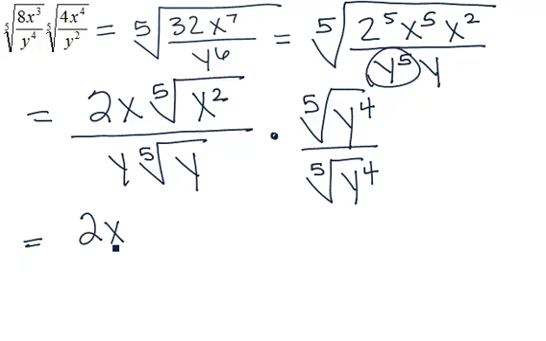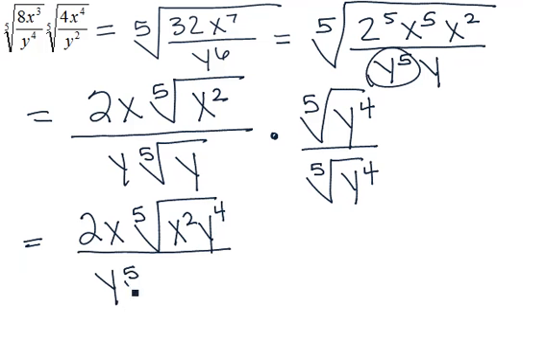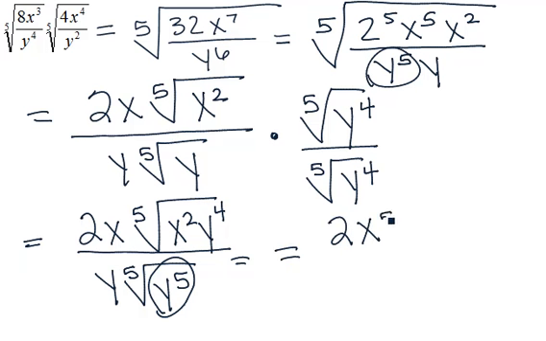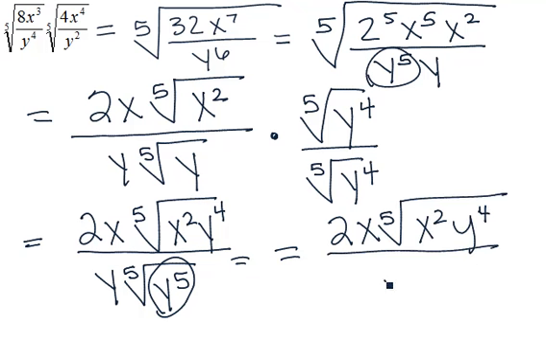So that gives us 2x times the fifth root of x squared times y to the fourth over y times the fifth root of y to the fifth. And this can be reduced one step farther by taking the fifth root of this y to the fifth. So in the end we'll have 2x times the fifth root of x squared y to the fourth all over y squared.